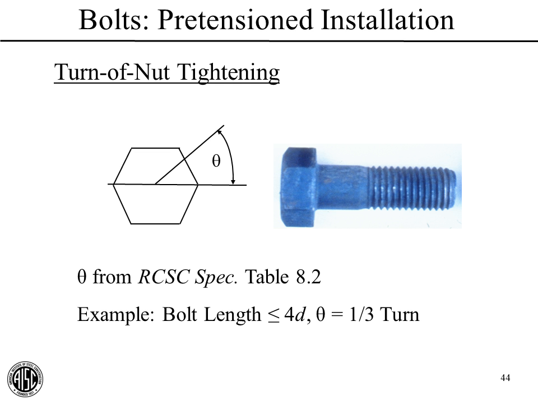Okay, let's talk about these pretensioning methods a little bit. First, the turn of the nut method. In this case, the nut is tightened to a snug tight condition, and then the nut is rotated through an additional angle theta. And the angle theta we get from the RCSC specification, table 8.2, and it's a function of the bolt length. The longer the bolt, the larger theta is. So for example, if we have a bolt length that does not exceed 4 times the bolt diameter D, then our theta is 1/3 of a turn.